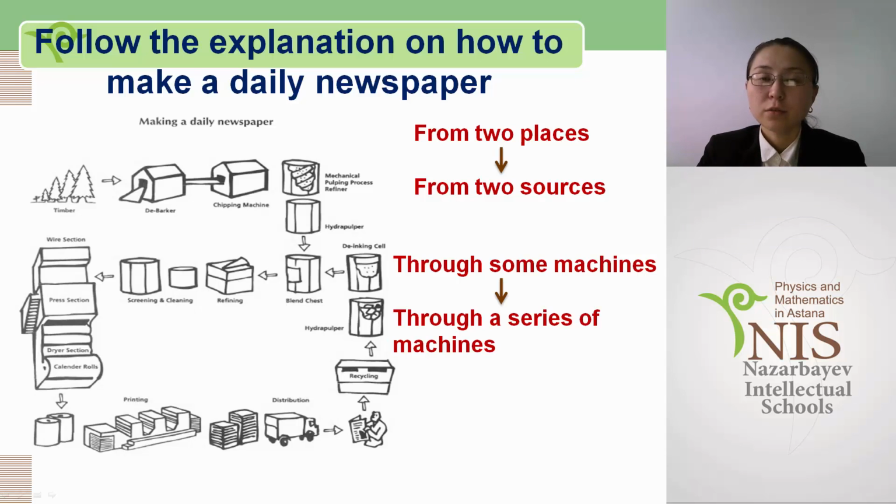Introduction is not enough. We need to have some more information on how to make a daily newspaper. I told you to look at the word there. From two places means what? From two sources, and this is more academic one. Through some machines. What does it mean, machines? Through a series of machines. That is more academic one.